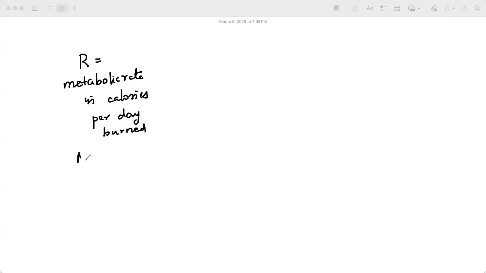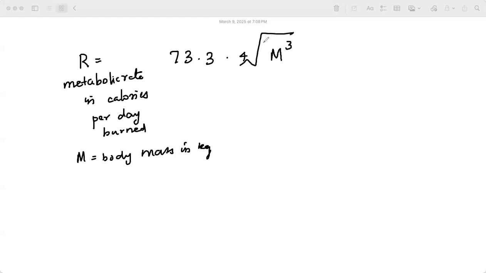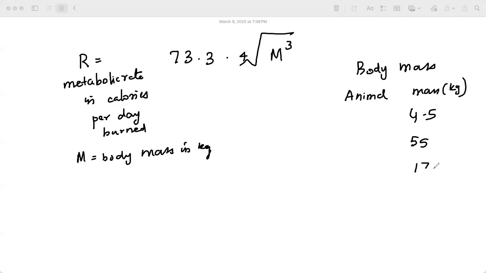And M is the body mass of a mammal in kg. Now, the metabolic rate is given by the equation 73.3 times the 4th root of M cubed. Here, the table gives the animal and the body mass in kg: 4.5, 55, 170, for a cat, a cheetah, and a lion.